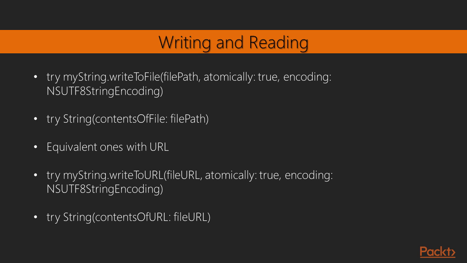The easiest way for saving a string into a file is using the method called write from a string. Here we have to send the file path as a string, a parameter called atomically, which means that we can't have a halfway file, and its character set, which is usually UTF-8. This method might trigger an error. Therefore, we have to use it with a try statement surrounded by do catch.